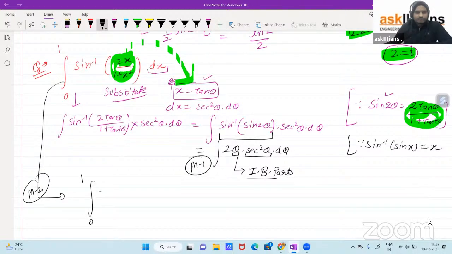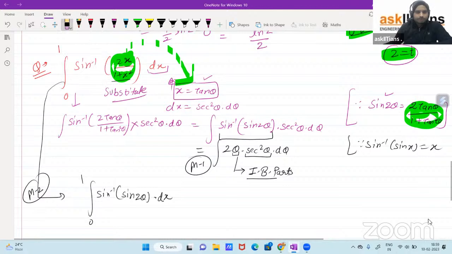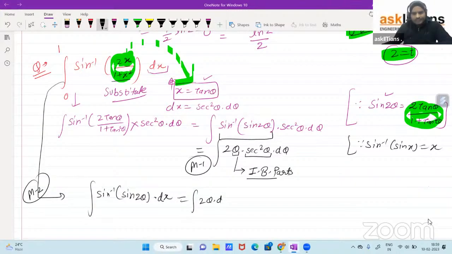So integral from 0 to 1 of sine inverse of, this is basically sine 2 theta, into dx. Do not put limits now. This will be equal to 2 theta into dx. 2 is a constant, you can extract it outside. What is theta from here? Theta will be tan inverse x. So this theta will be tan inverse x.